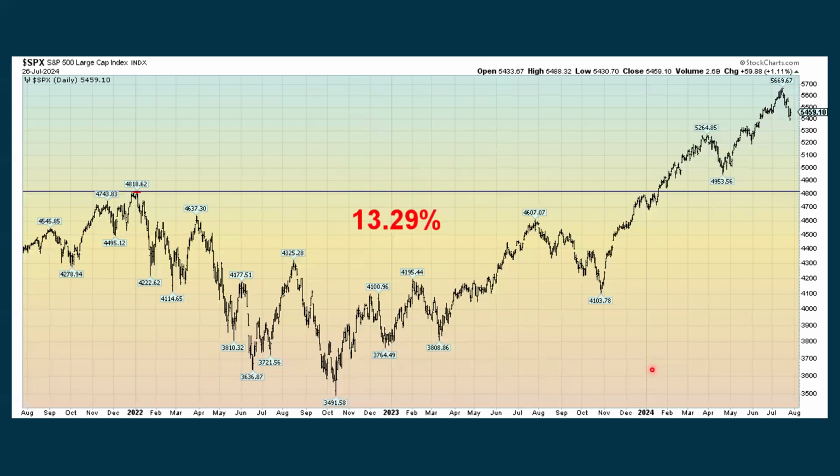And then just to know where we are in reference to the previous all-time high that was set in early January 2022, based on Friday's close, we are 13.29% above the previous all-time high.